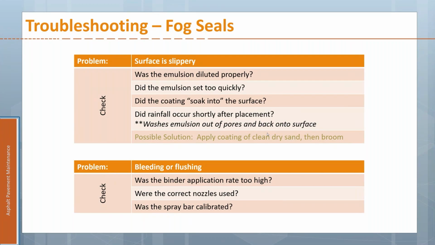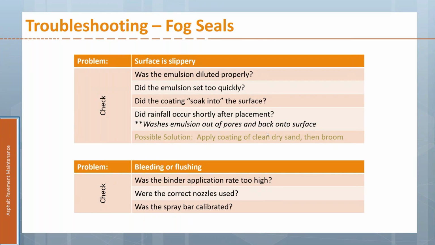If you have bleeding or flushing, that just means there's too much oil on the top. Be sure and check your application rate. It may be too high. One thing I did not mention earlier, I don't think, is that typically when you do a fog seal, the nozzles on your distributor truck on the spray bar are a different type of nozzle that can give a finer spray than what you might see for a tack coat during a paving project.